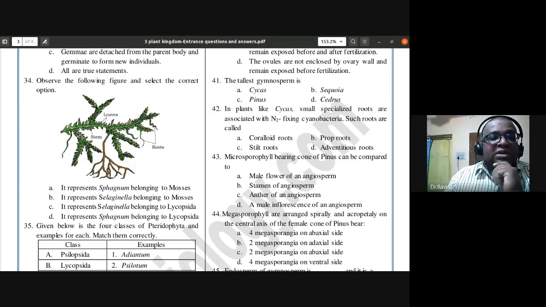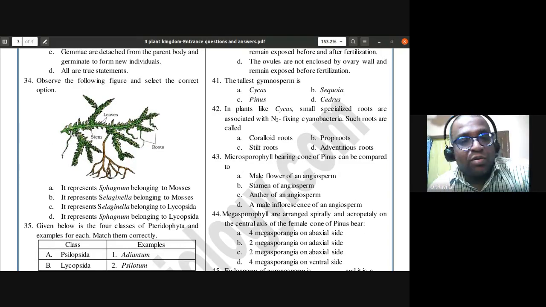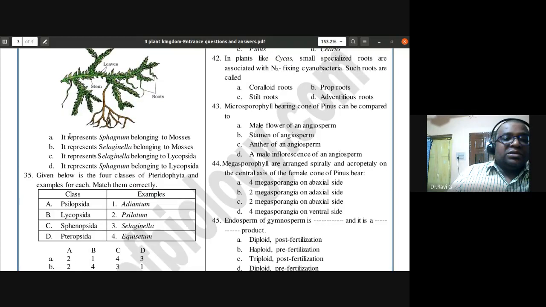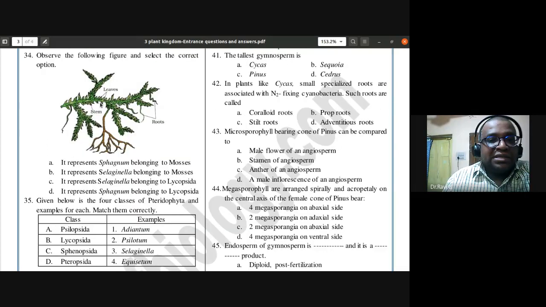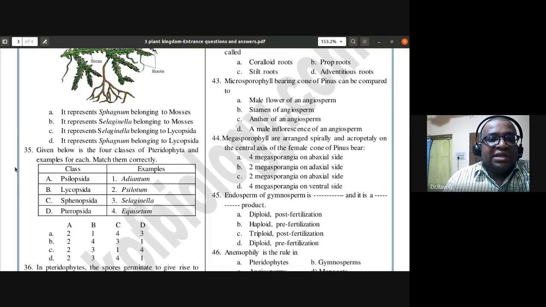34th, observe the following figure and select the correct option. What does it belong to? I can see there are two types of leaves, microphylls and macrophylls, and this looks like Selaginella. Let us see which is the correct option. It represents Selaginella belonging to Lycopsida. So for the 34th, C is the answer.